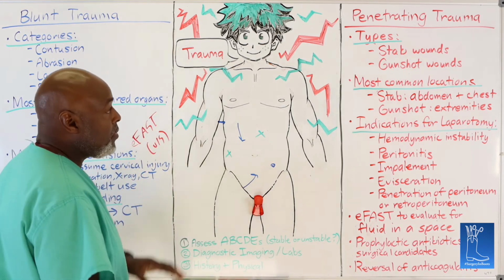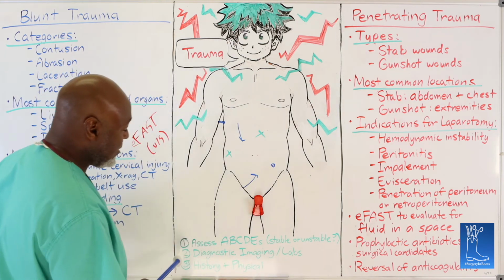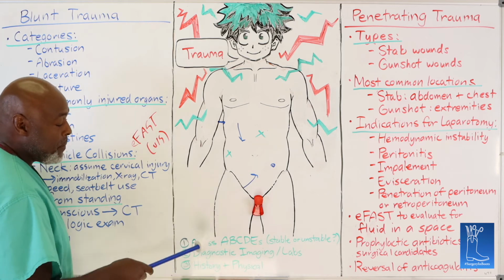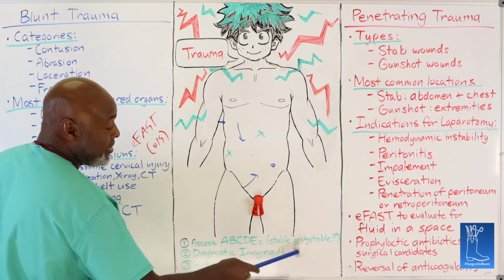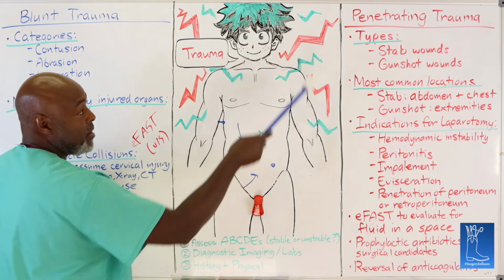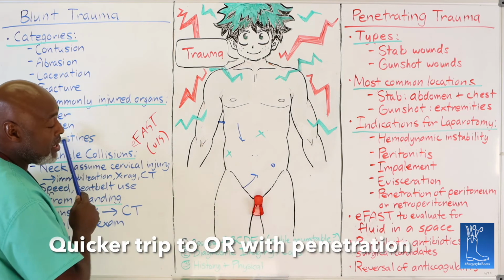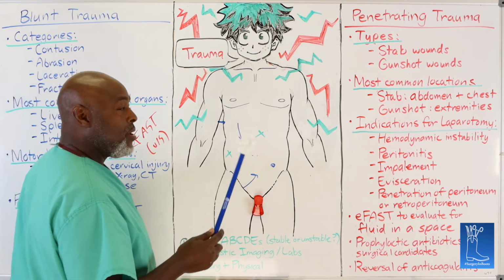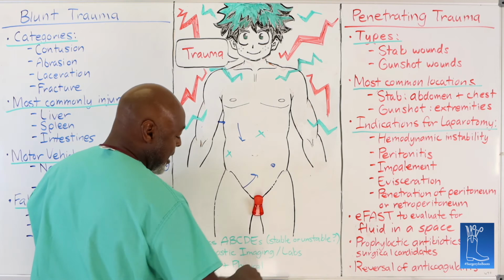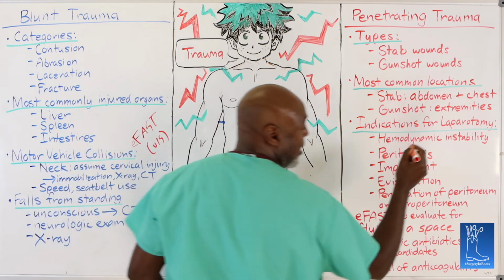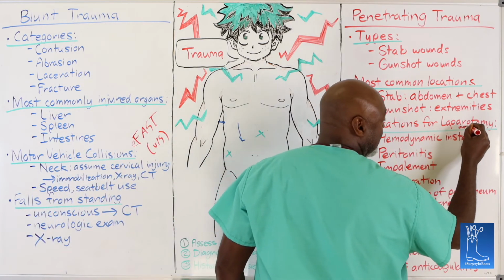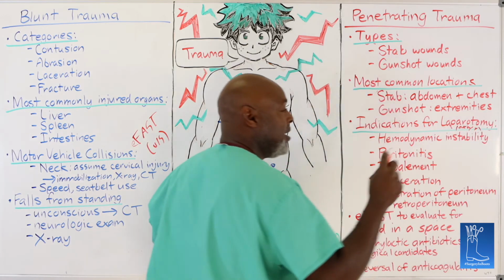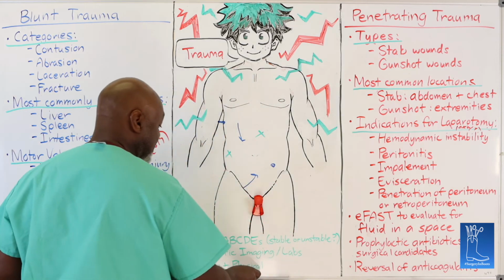Now, penetrating trauma is still the same: airway, breathing, circulation, diagnostic imaging, labs. But usually if these patients are unstable, they are more likely to be unstable with penetrating versus stable with blunt. We take them to the operating room. Indications for laparotomy, I'm going to put in here oscopy. And this is going to cause some issues because it's technically not ideal, but it's a good idea. And I'll tell you why.